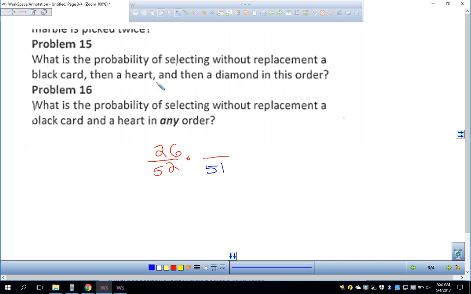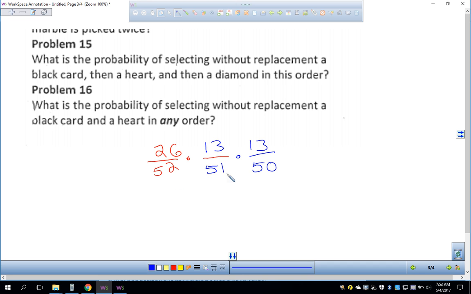And then out of those 51 cards, how many of them are hearts? You have to know a little bit about cards, right? There's 13 out of 51. It can't be a black card, because hearts are red, right? You've got to think about these. And then a diamond. Now how many cards do I have to choose from? 50, right? How many diamonds are there? There's 13 diamonds left.